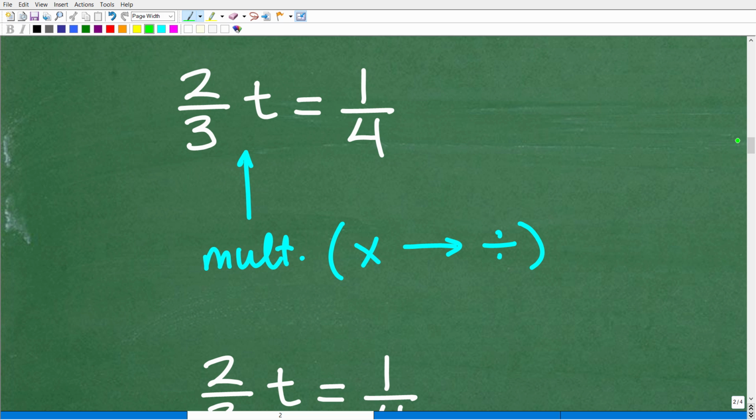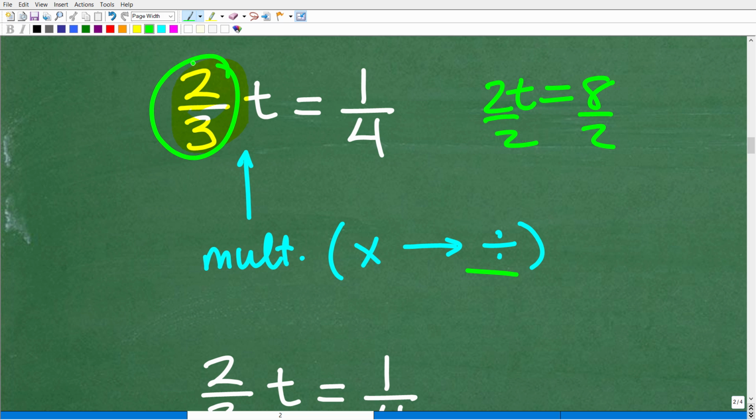So we have 2/3 t is equal to 1/4. So we can think of this situation as multiplication because that is what it is. So if it's multiplication, then we need to use division to solve for t. Let's go ahead and divide, just like we had 2t equal to 8 and we divided both sides by 2. So here we can divide both sides of the equation by 2/3 to solve for t.